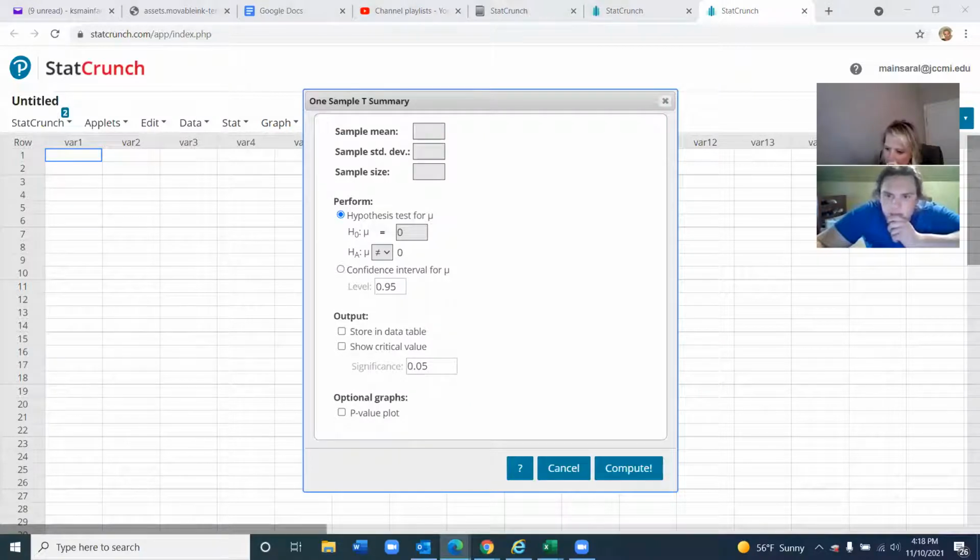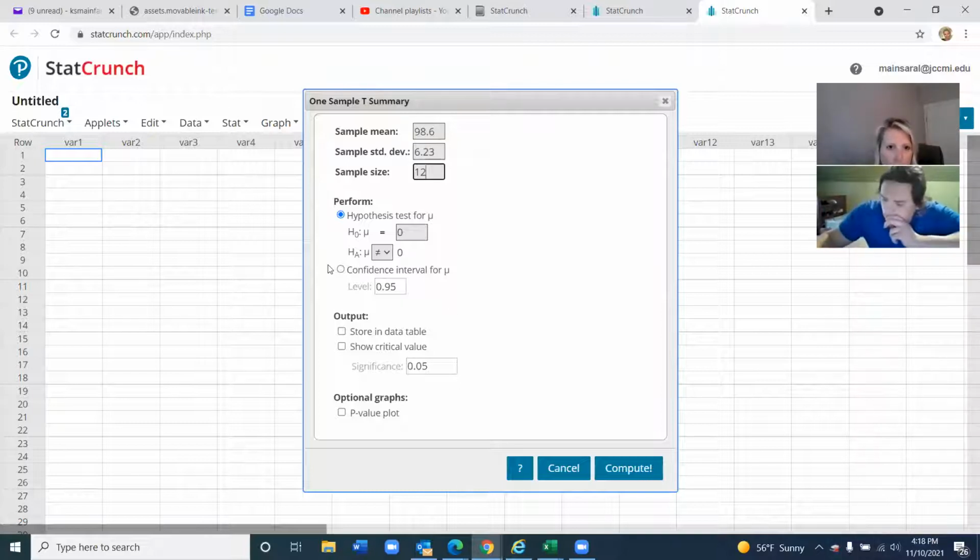So we're going to enter in our X. Our sample mean is 98.6. Make sure everybody gets those in. 6, 1, 2, 3, and 12.